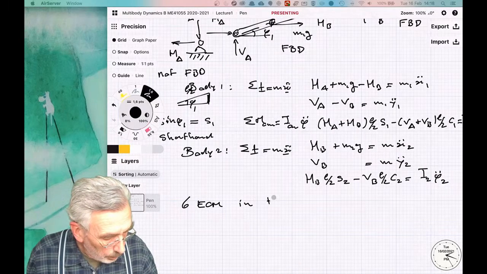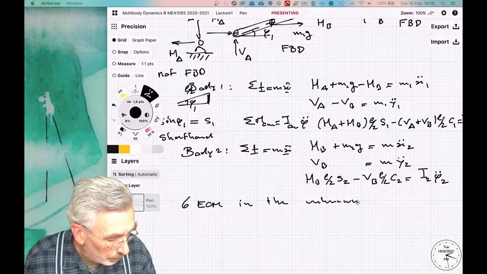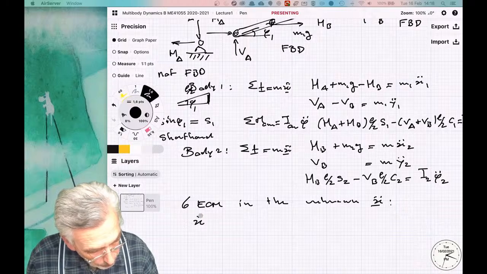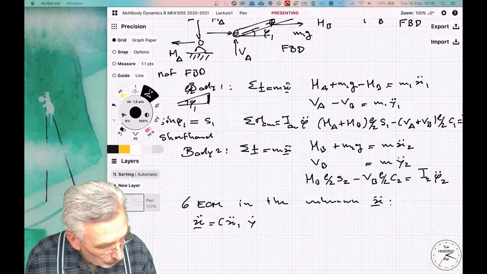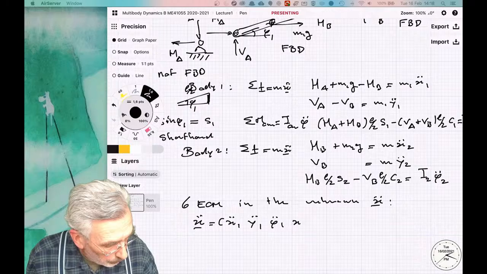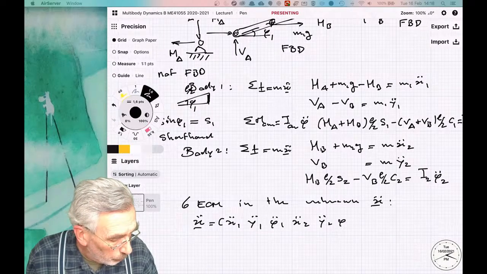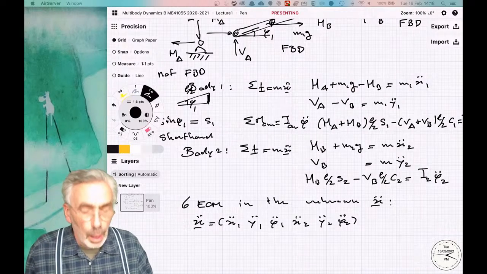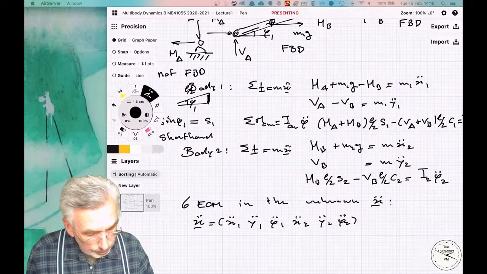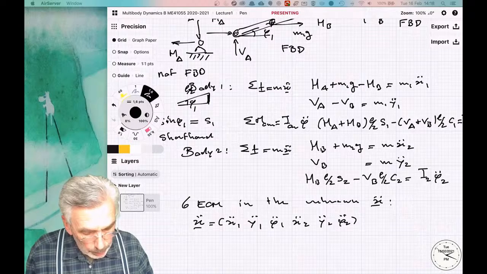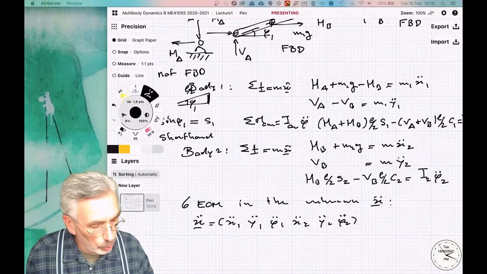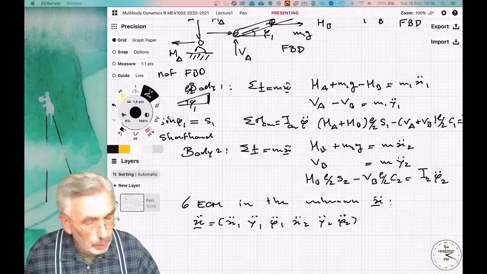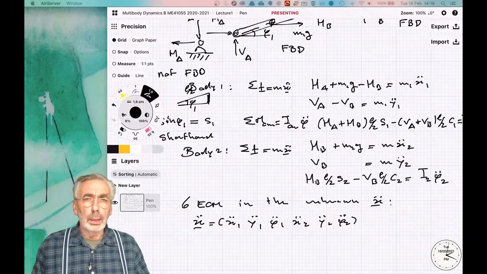in the unknown accelerations, right? The unknown accelerations being x double dot 1, y double dot 1, phi double dot 1, x double dot 2, y double dot 2, and phi double dot 2. So these are unknown accelerations. Are these really the unknowns? Do we know what all the forces are? Well, we know what the gravity forces are, but we don't actually know what the constraint forces are.